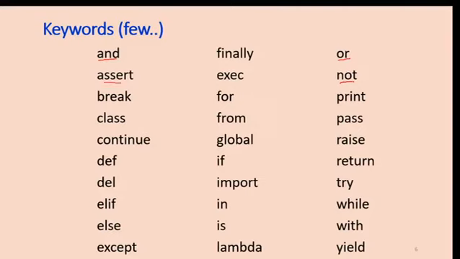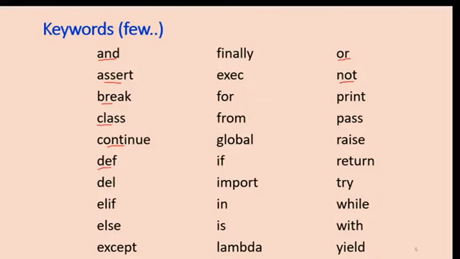Assert is a function which is used to trigger some functions or to trigger some activity if some condition is satisfied. Break is used to come out of the current block or loop if some condition is satisfied, and continue is to repeat the same loop if some condition is satisfied. And class is used to define a class.